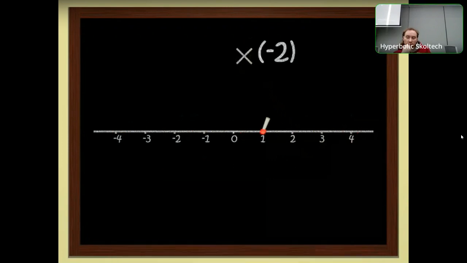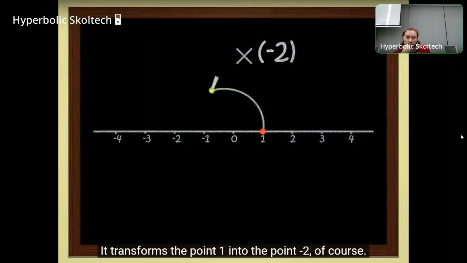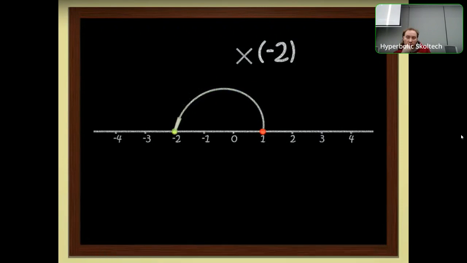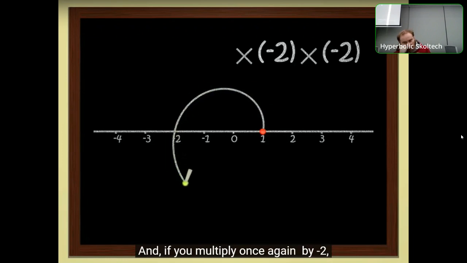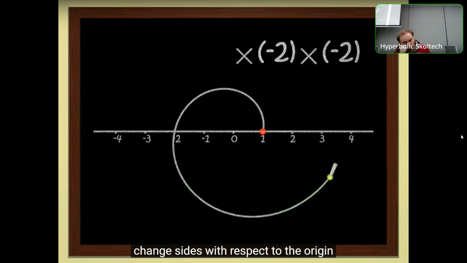Let's look at multiplication by -2, for instance. It transforms the point 1 into the point -2, of course. And if you multiply once again by -2, you have to do the same thing: change signs with respect to the origin, and double the distance from the origin. You get 4, of course. If we multiply twice by -2, we have multiplied by 4.